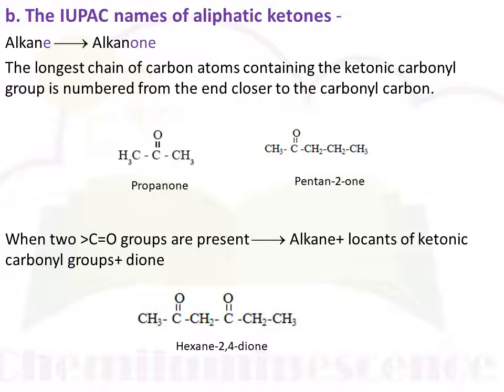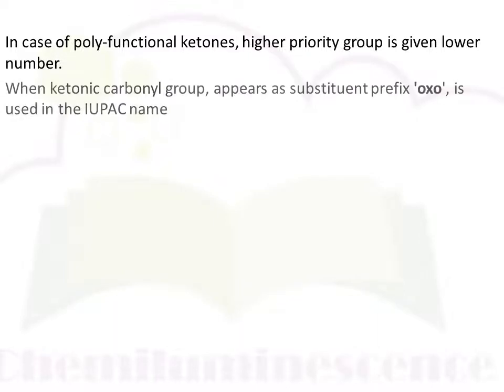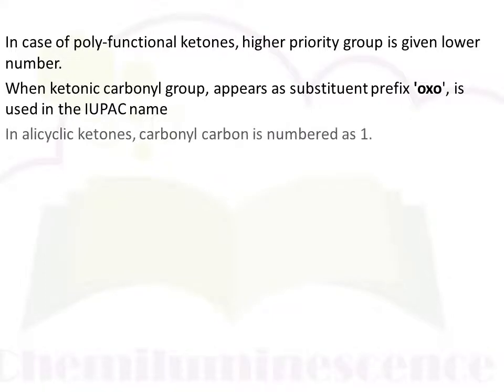In this way, we can write the name or IUPAC name of an aliphatic ketone. In case of polyfunctional ketone, meaning if more than one functional group is present in the ketone, the higher priority group is given the lower number. As we already studied in aldehyde or carboxylic acid, the higher priority group is given the lower number. When the ketonic carbonyl group appears as a substituent, meaning it has the lowest priority compared to any other functional group present there, then use the prefix oxo for the ketonic carbonyl group in the IUPAC name.